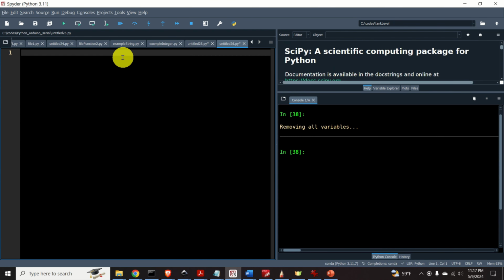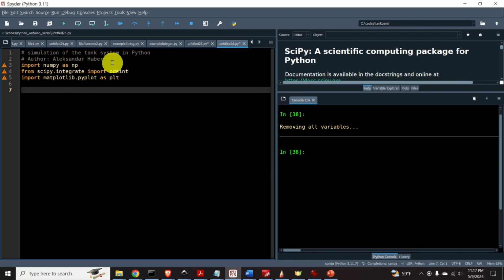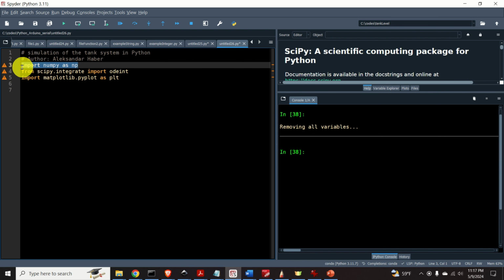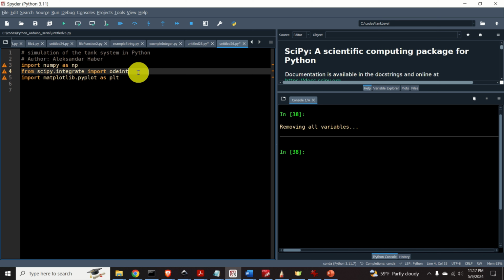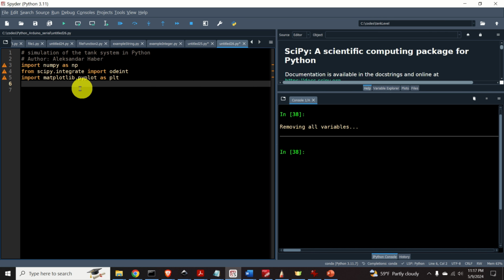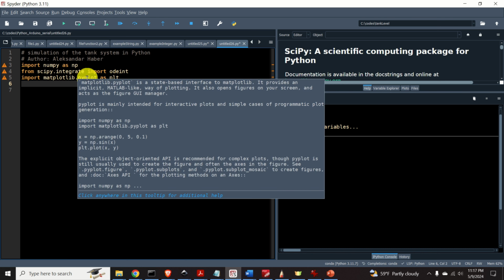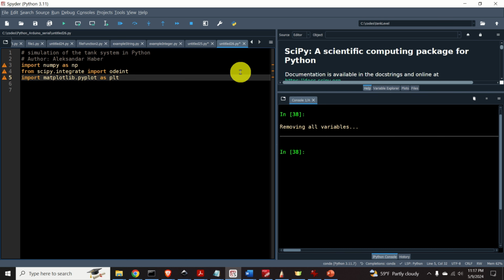The first step is to import the necessary libraries. First of all, we will import the NumPy library. Then from scipy.integrate, we will import the odeint solver. This is a solver for differential equations. And finally, we will import the pyplot module, such that we can plot graphs.